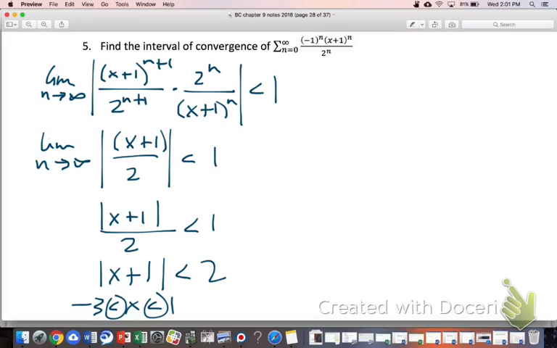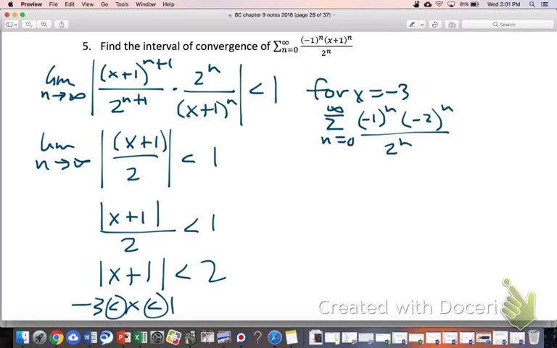So here's what you could do. The endpoints I think are pretty tough. For x equals -3, it would be sigma of -1 to the n times, wouldn't it be -2 to the n when you do the -3 plus 1? All over 2 to the n. So if you think about how this has worked out, you could break this down.